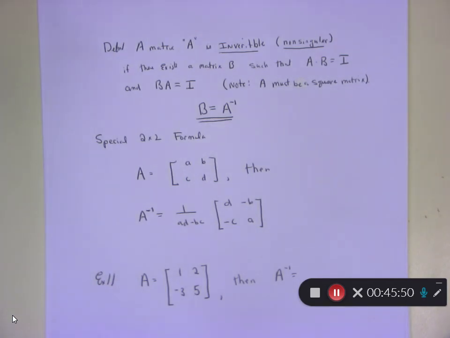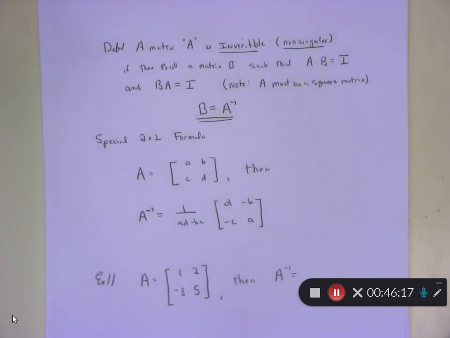Definition. Matrix A is invertible. And here's a new word for you, and it's awful, but enjoy. Non-singular. Non-singular in the annals of matrix multiplication and linear algebra. Non-singular means it is invertible. All right, so let me just dive into this in just a second here.